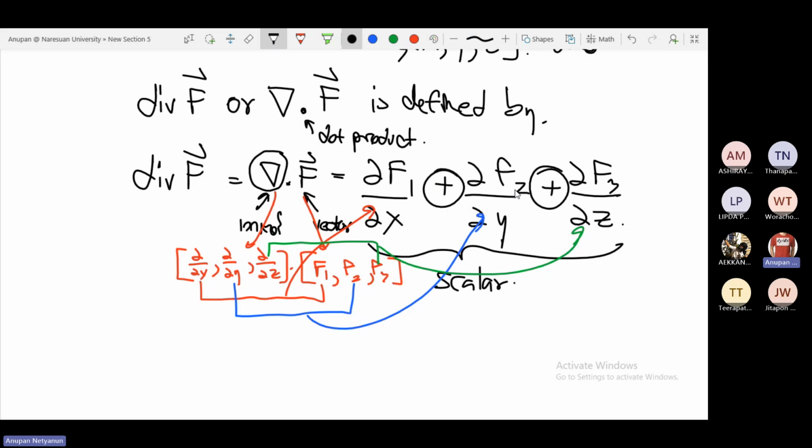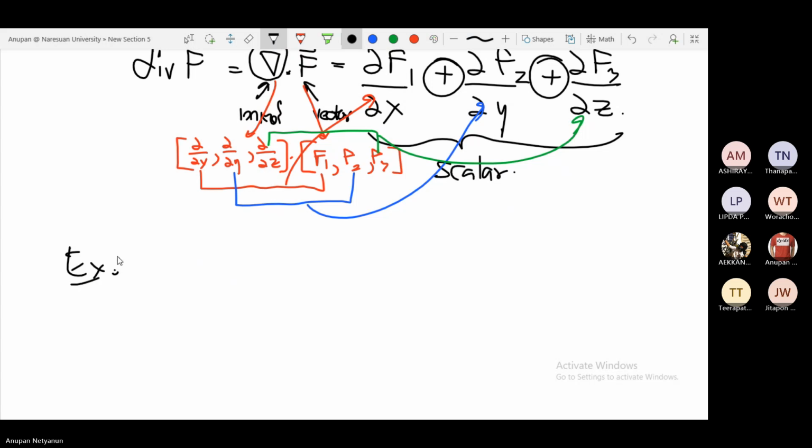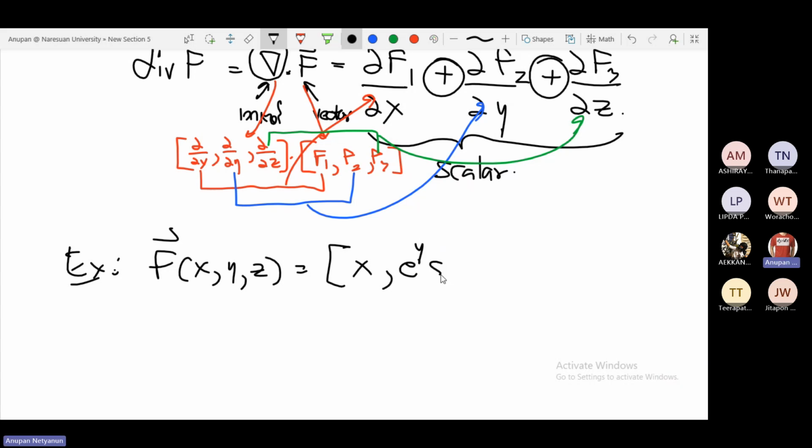which is, if you have a vector function to be x, e to the y sine z, and then e to the y cosine z. Okay, so there's a vector, right?